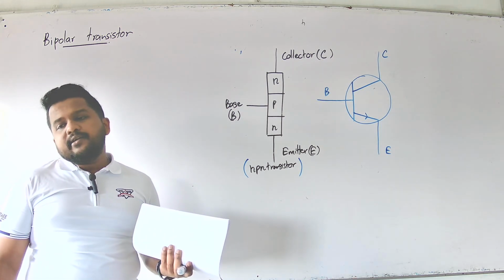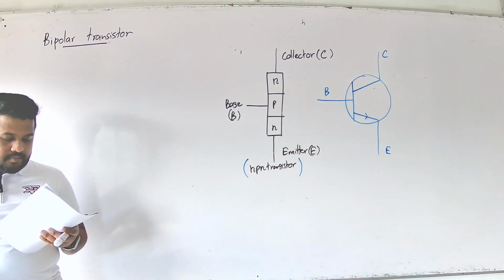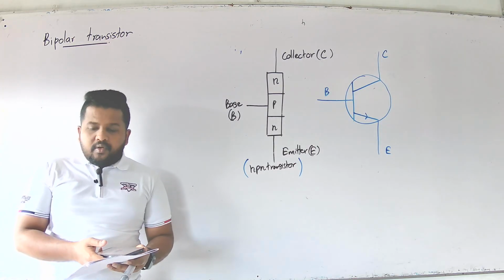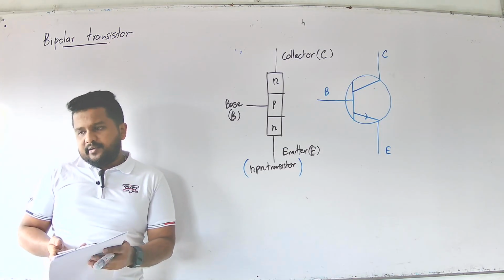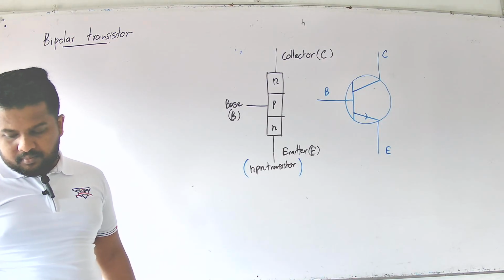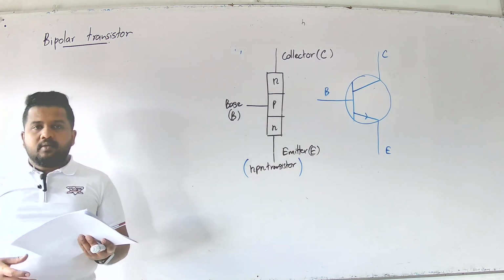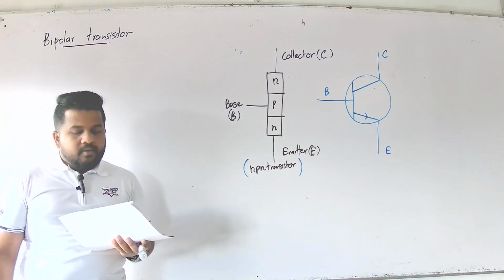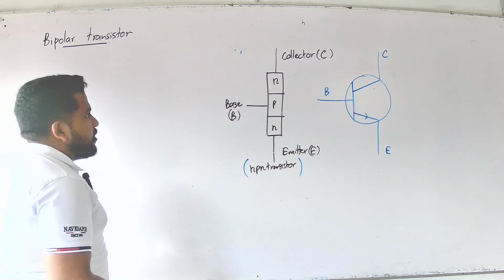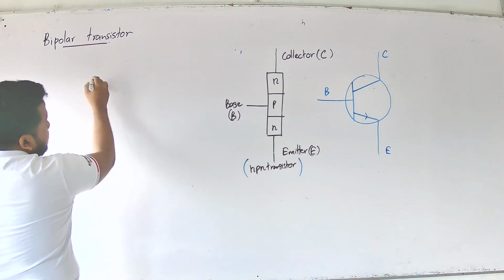The majority carriers of an NPN transistor are free electrons. Base වැඩිපුරම තියෙන්නේ emitter.